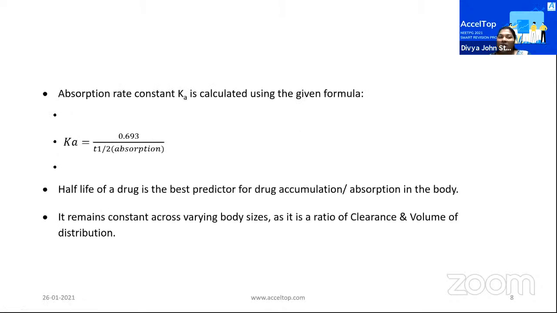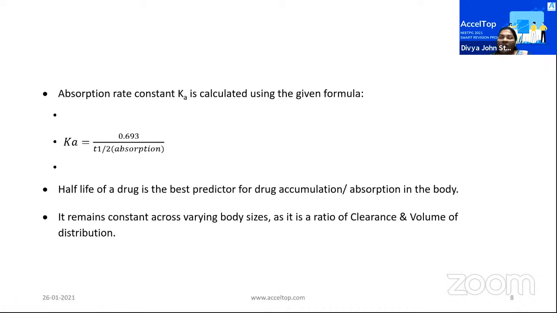So we know that the absorption rate constant is calculated using the given formula. It is taken from the slope of the curve. So the absorption constant is natural log 2, 0.693, divided by the T half of absorption. So it is related to the T half. Okay, no other factors involved.